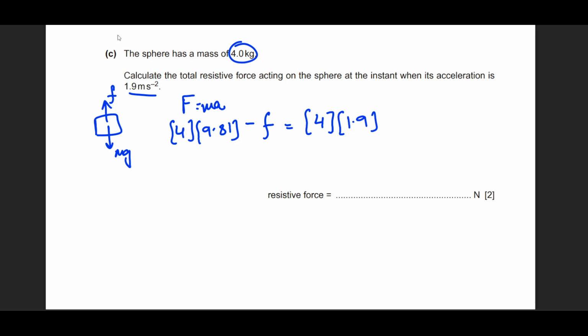So when you solve this, in terms of algebra, you're going to bring this over here, and you're going to bring this over there. So F comes out to be 31.64 newtons, which is 32 newtons up to two significant figures.